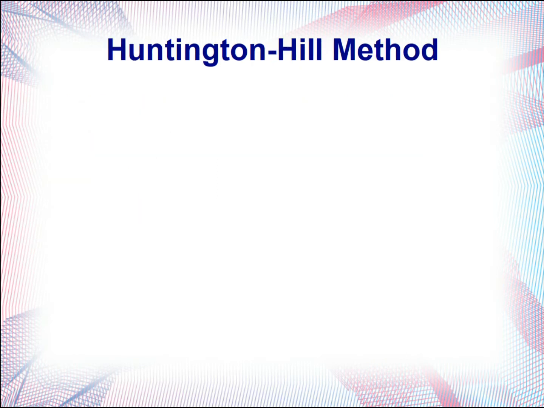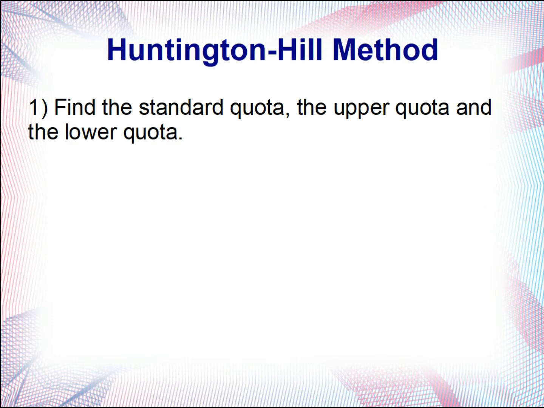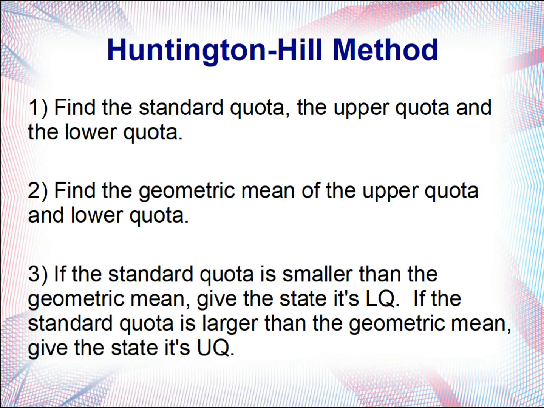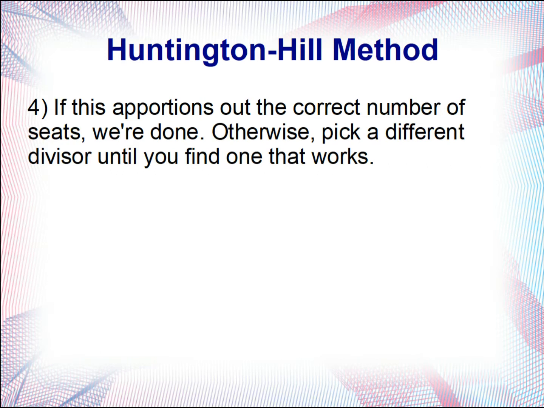So let's talk about how the Huntington-Hill method works. So first, you find the standard quota, the upper quota, and the lower quota using the same techniques that we've been using for this entire chapter. Then you find the geometric mean of the upper and lower quota. Then, if the standard quota is smaller than the geometric mean, you will give the state its lower quota. If the standard quota is larger than the geometric mean, you give the state its upper quota. And then step 4, if this apportions out the correct number of seats, we're done. Otherwise, we have to pick a different divisor, like we would do for Jefferson, Adams, and Webster, and start over and try again.